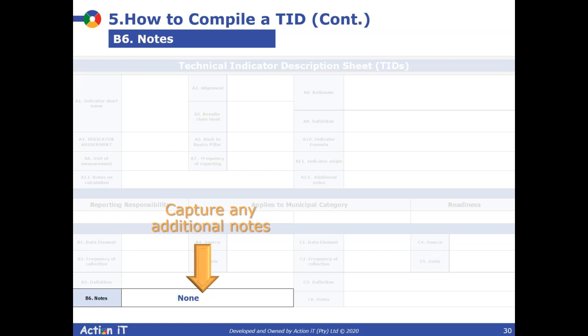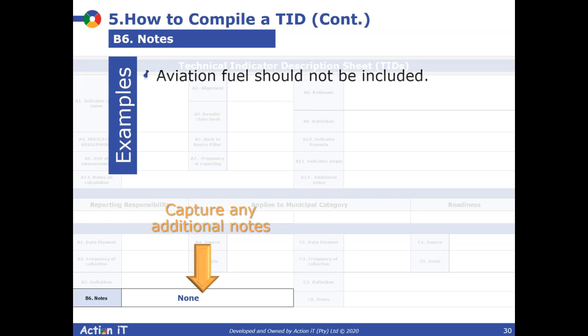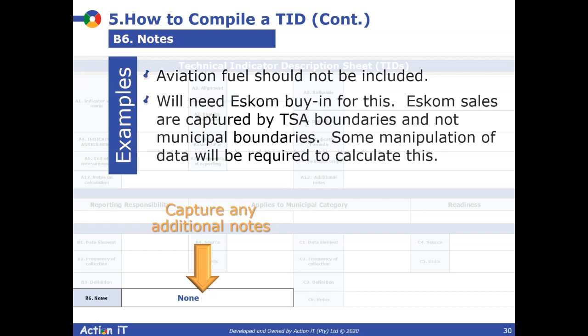As there are no additional notes required for our example, none will be captured. Other examples of notes for other data elements could be: Aviation fuel should not be included. We'll need ESCOM buy-ins for this. ESCOM sales are captured by TSA boundaries and not municipal boundaries. Some manipulation of data will be required to calculate this.